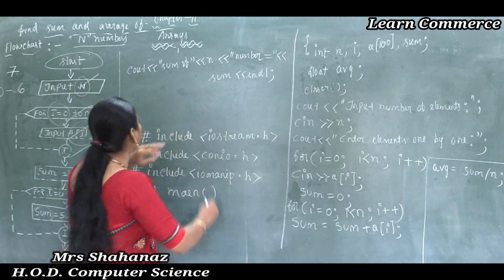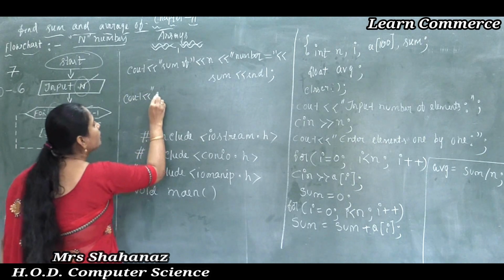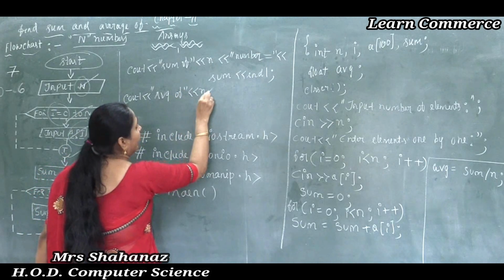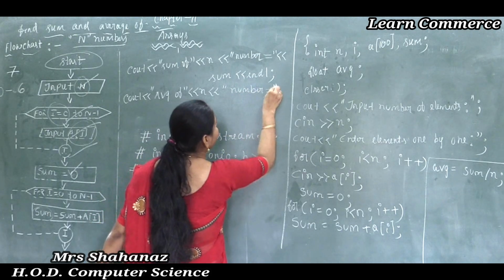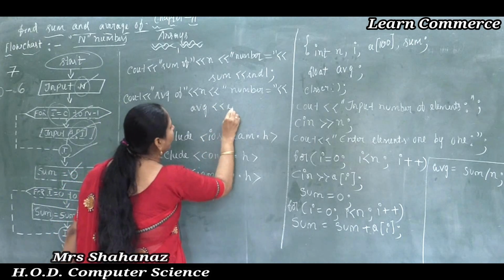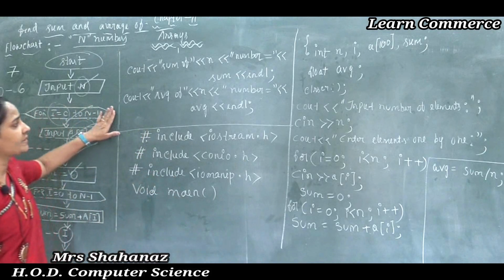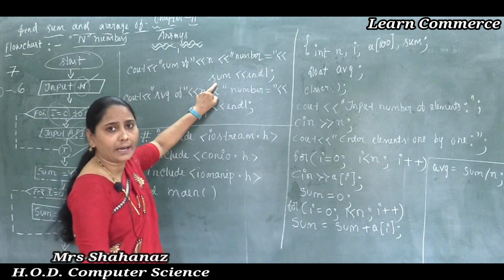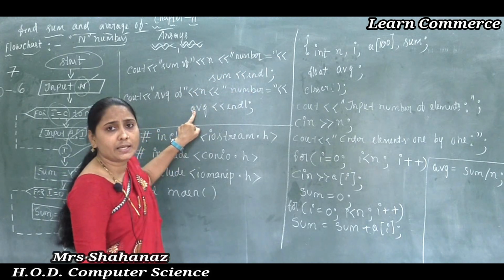So clear this one, and not just the sum, with that we need to display the average value. So average of 6 number is equal to AVG. Clear this one here, AVG and line. So this is the message it is going to display: sum of 6 number is equal to 99 and average of 6 number is equal to 16.50.